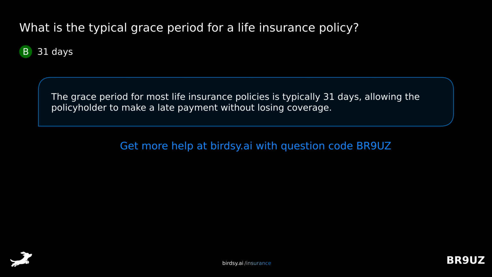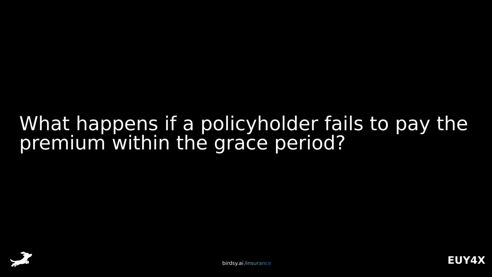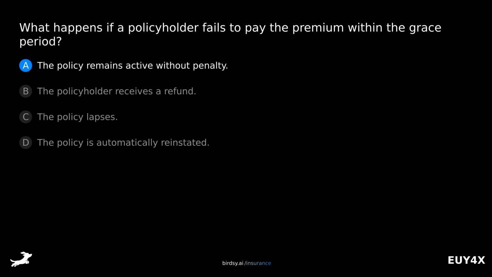The grace period for most life insurance policies is typically 31 days, allowing the policyholder to make a late payment without losing coverage. What happens if a policyholder fails to pay the premium within the grace period? Is it A, the policy remains active without penalty? B, the policyholder receives a refund? C, the policy lapses? Or D, the policy is automatically reinstated?